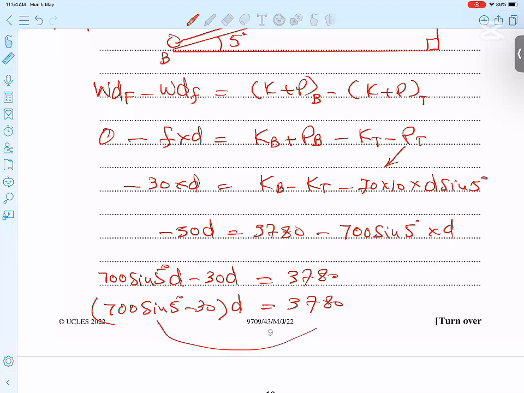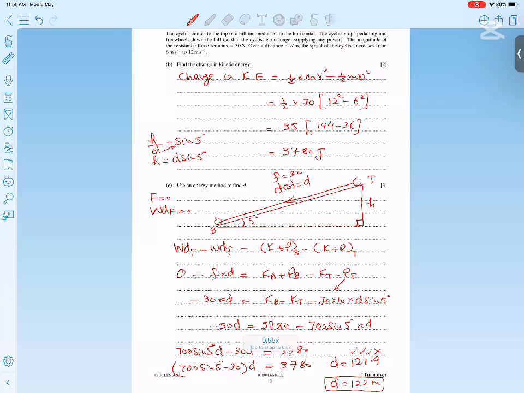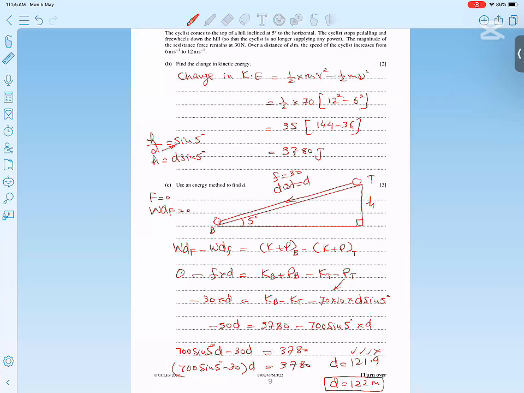3780 will go down and divide. I will get my answer, and let me calculate it. Okay, 3780 divided by 700 sine 5 degrees minus 30. My answer is coming 121.9. After rounding to 3 SF, I need 3 SF, so I got the answer 122 meters. I believe the concept of the question is completely over.